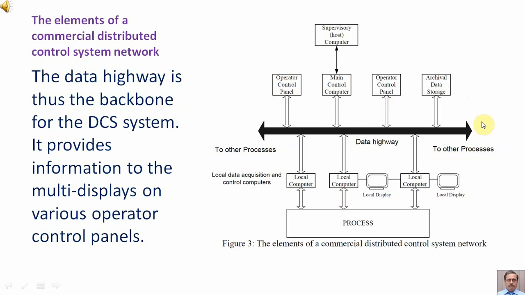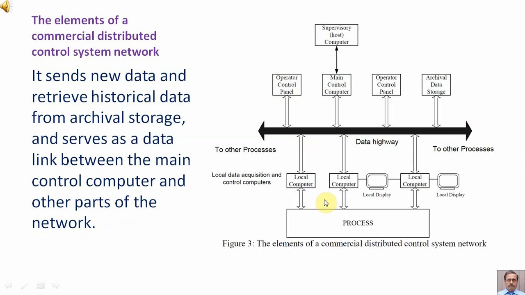The data highway is thus the backbone for the DCS system. It provides information to the multi-displays on various operator-controlled panels. It sends new data and retrieves historical data from archival storage and serves as a data link between the main control computer and other parts of the network.